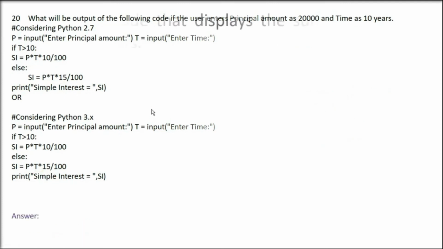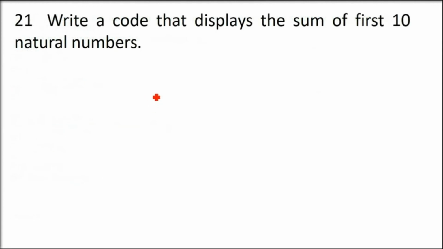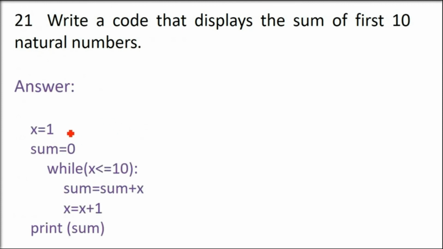Write a code that displays the sum of the first 10 natural numbers. How do we do it? We start with x equals 1, and sum equals 0. Now while x is less than or equal to 10, it starts from 1 till it reaches 10, sum equals sum plus x. And then we increment x every time in this while loop until x becomes equal to 10. I'll show you the first 2-3 runs of how this program works.